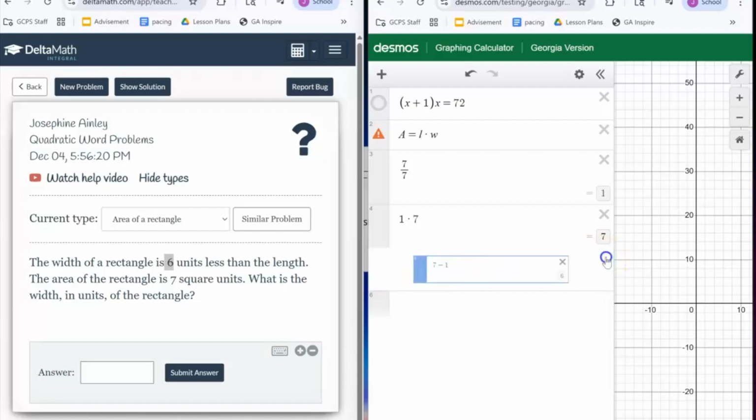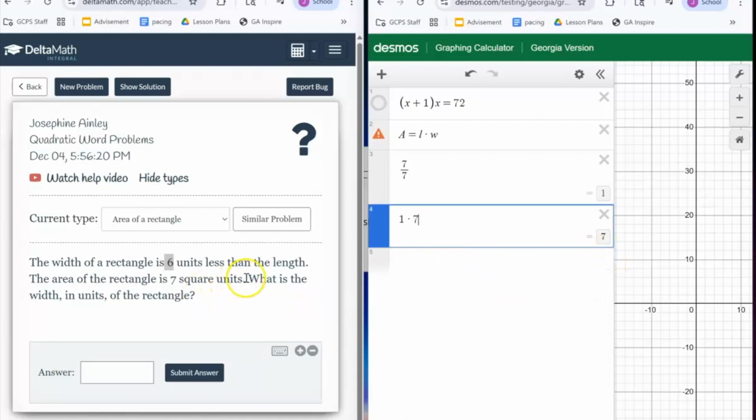So these are the two numbers that I'm looking at. And now what do I look for? I'm looking for the width, which means out of these two numbers, I'm looking for the shorter number. The shorter number is 1.